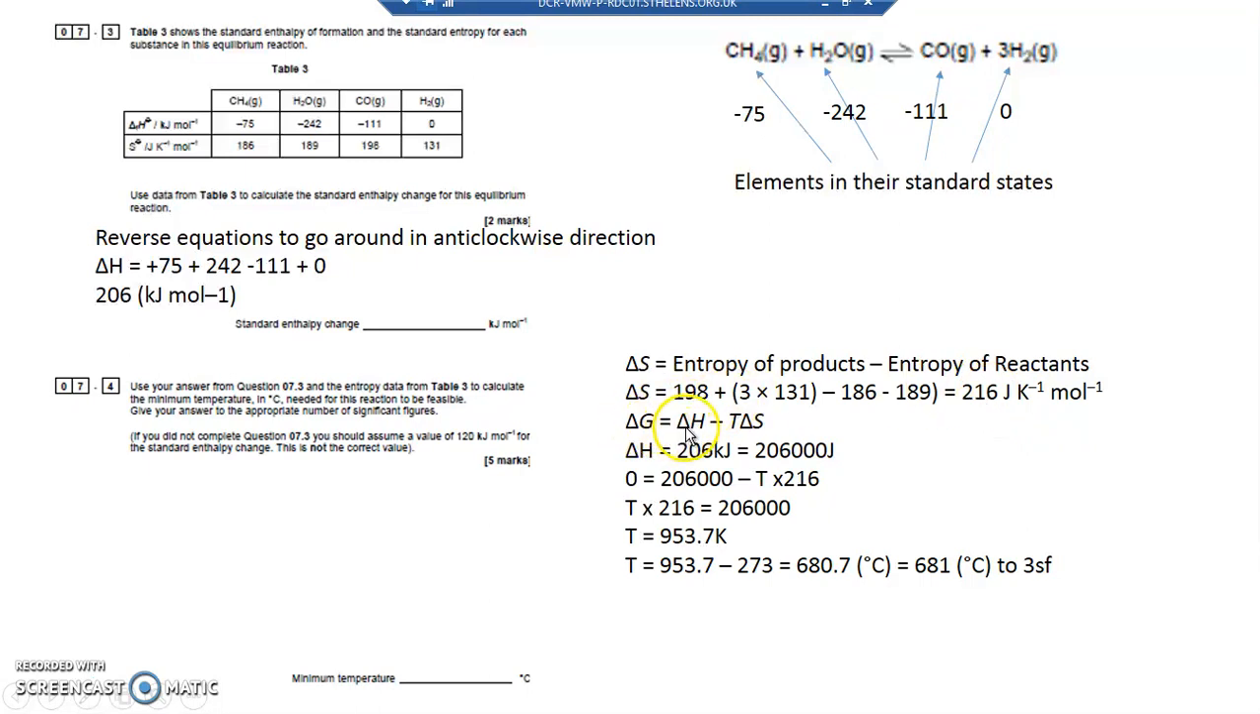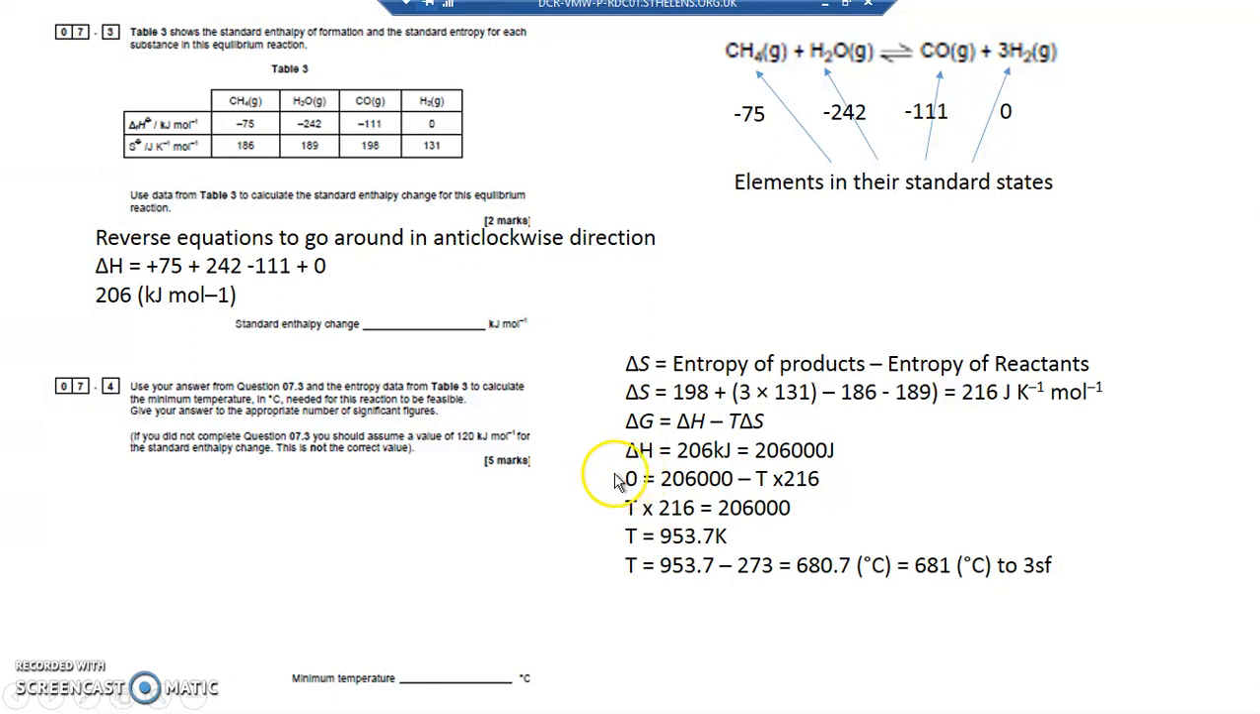Now delta G equals delta H minus T delta S. My delta H I've got from the first part of the question, 206 kilojoules, but I've got to get that into joules. That delta H has got to be in joules, so I'm converting a large unit like kilojoules down into a smaller unit like joules and multiplying by 1,000, so that's 206,000. Now, when delta G is 0 or less than 0, the reaction becomes feasible. So the first point it becomes feasible is when it's 0.